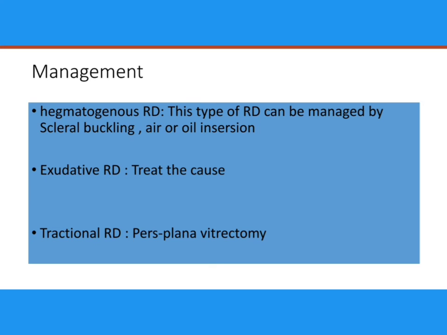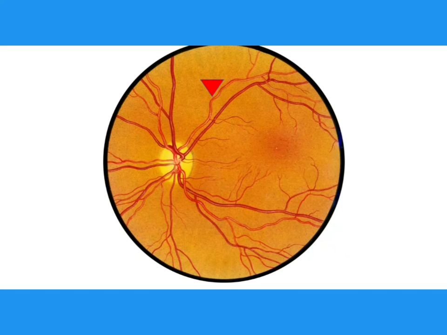Also, in case of tractional retinal detachment, PRP laser is also used. Pan retinal photocoagulation. Now, this is a fundus picture. Here, I will show you how this laser works, and how these laser spots are placed. So here it is. I showed you that this is a tear or hole in the retina.